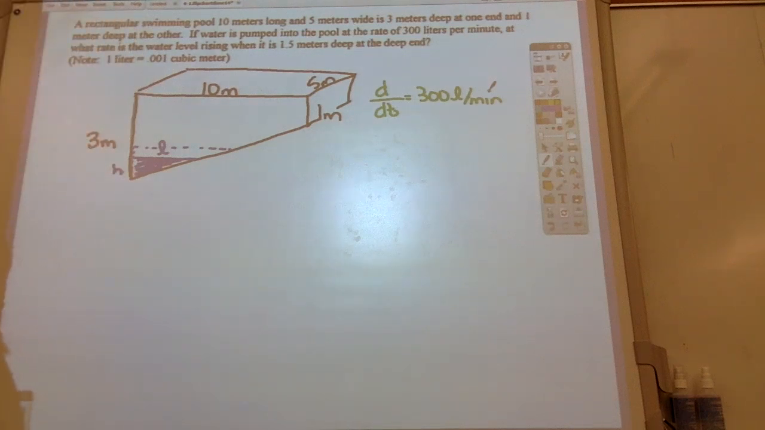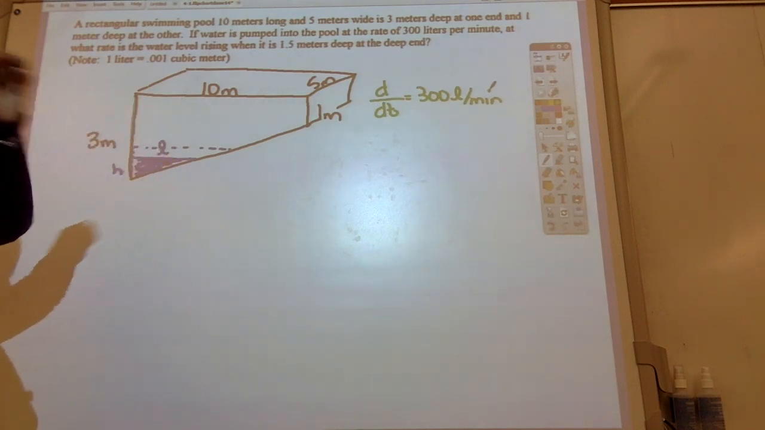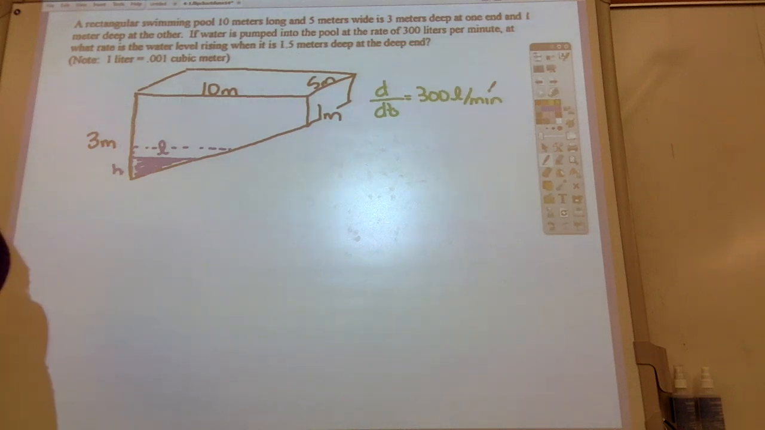What do you think? T? L, maybe? The reason I don't want to use L for that, I know you're saying P for pool, we could use P for pool. Water. Pump full of water. Nobody's thinking.